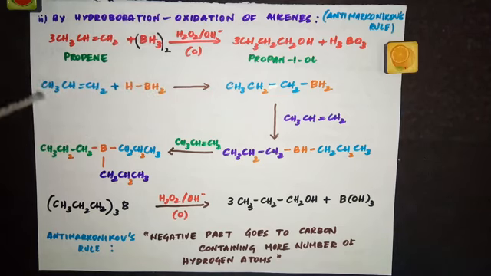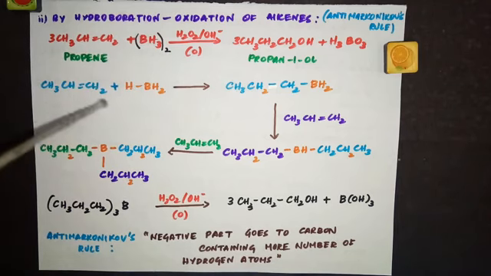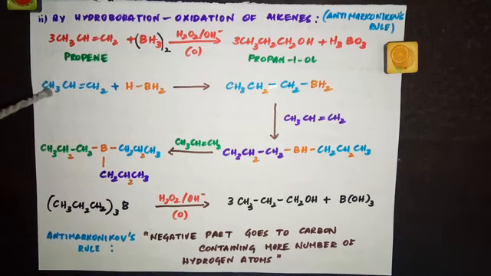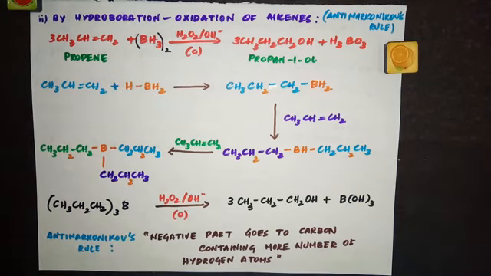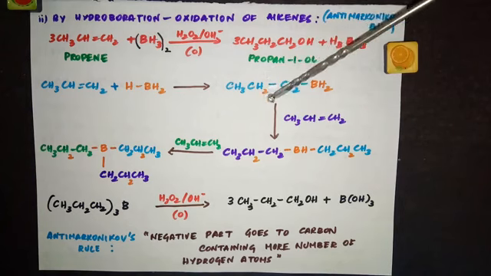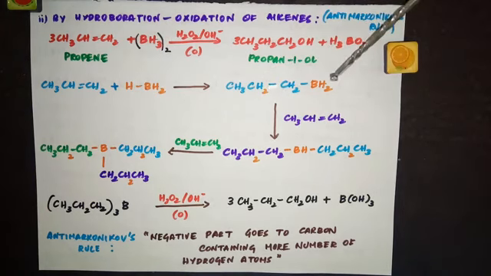See, don't get confused with this. We are not going to take this into consideration. We are going to see only the carbons across this double bond. So comparing these two carbons, this carbon has more number of hydrogen. So this BH2 will go to this carbon and this hydrogen will go to this carbon. So what will you get? CH3-CH2-CH2-BH2. So this 2 is nothing but the hydrogen from here and BH2 here.